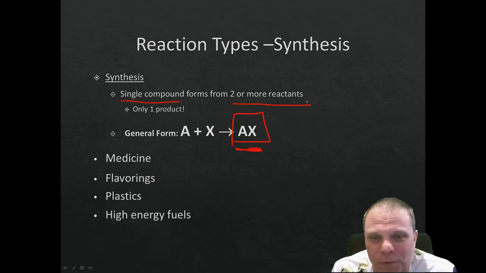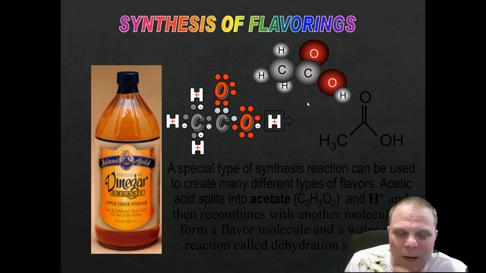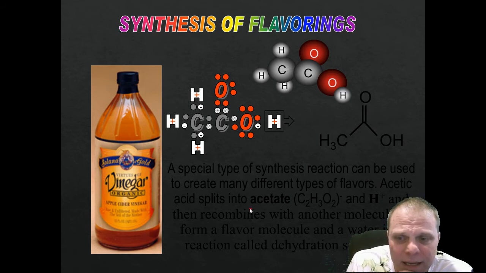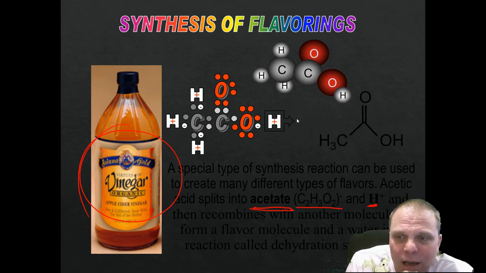Plastics, high energy fuels, all of these things are a result of synthesis reactions. So check this out. Synthesis of flavorings. Now, we're starting with acetic acid, okay? And so we've got this acetate ion that we've talked about and learned about before, and then the hydrogen ion, right? So that's making acetic acid, which is vinegar. And so this is basically what's going to happen.